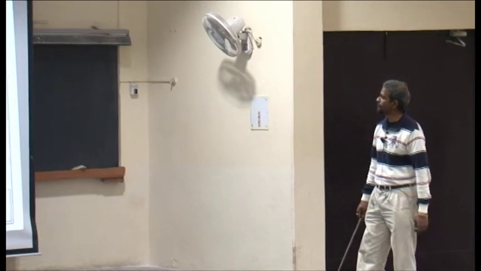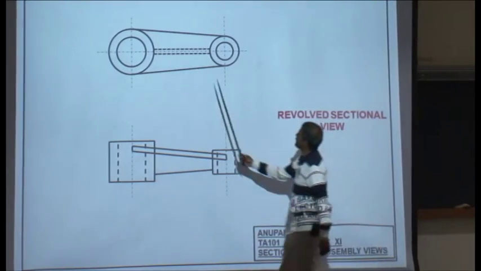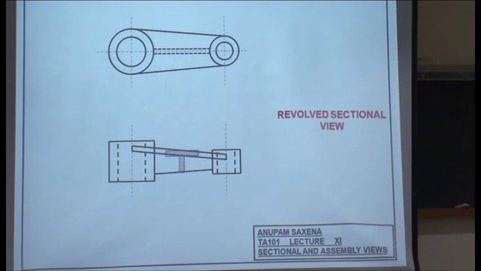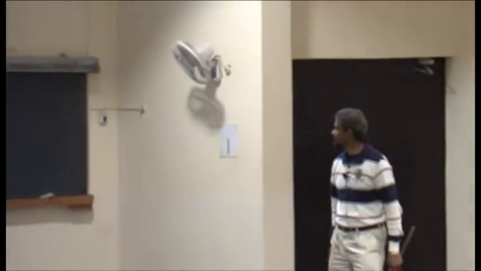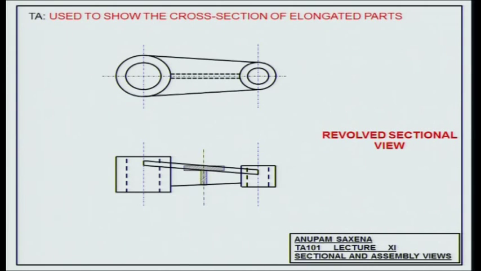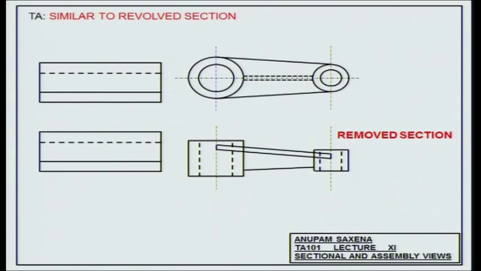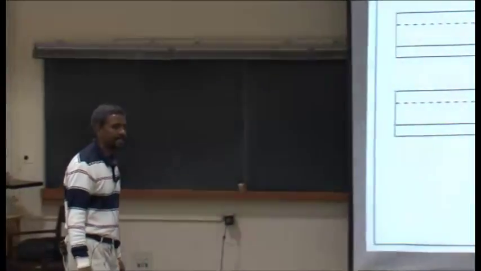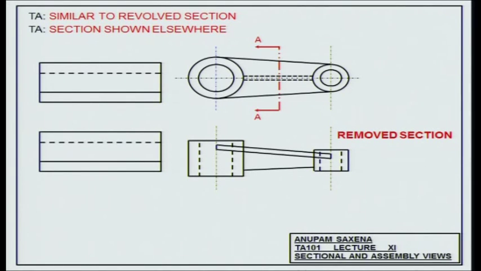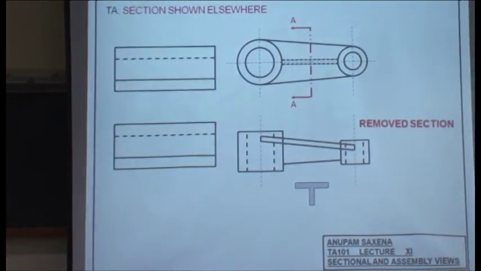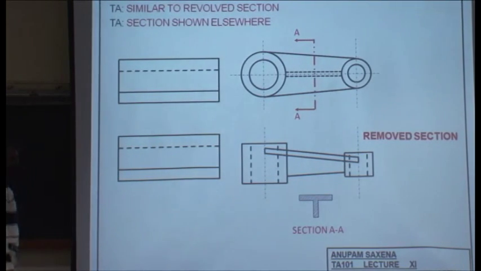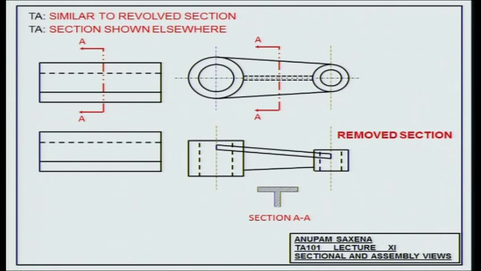Likewise, the second example is like a T section. If you cut the object over here, the T section is going to look like this. So, just to show some more details in the object, revolved section. Removed section is very similar to the revolved section, just that if you want to show the cross section at any point of the object, show that section elsewhere. Cut the object, go down, do not show the section with the front view itself, but slightly down or up. Likewise, for this also.